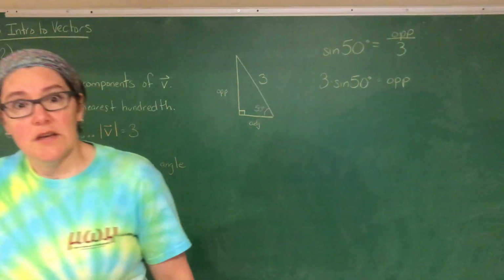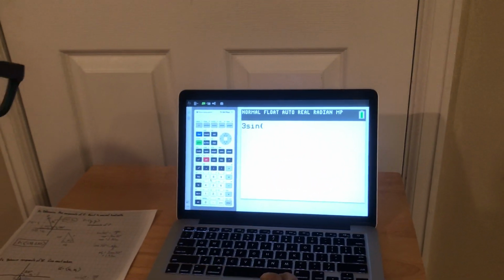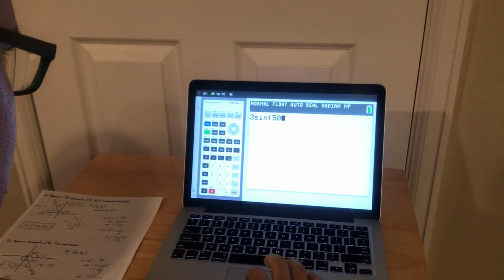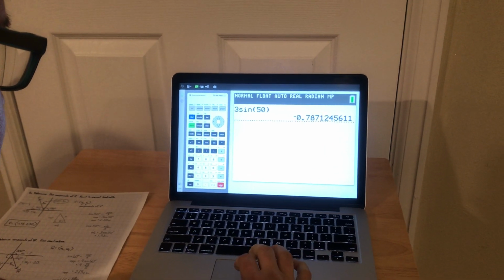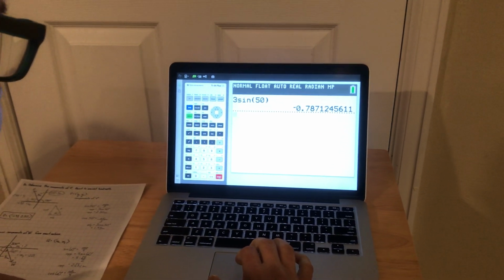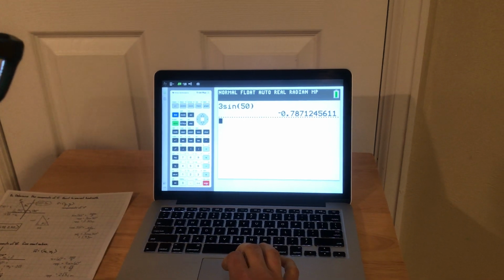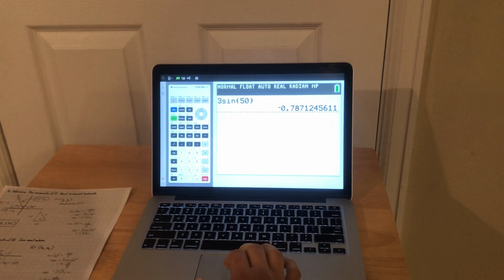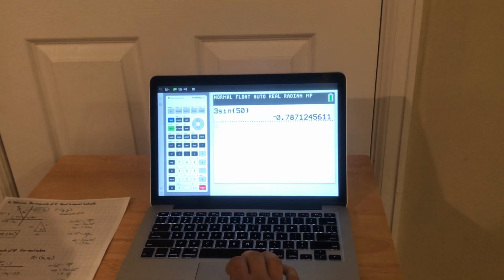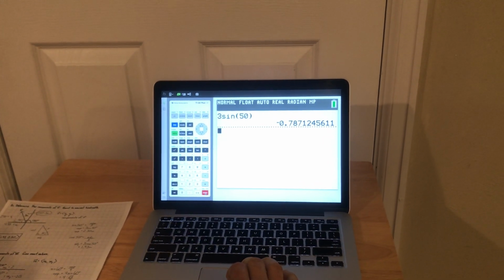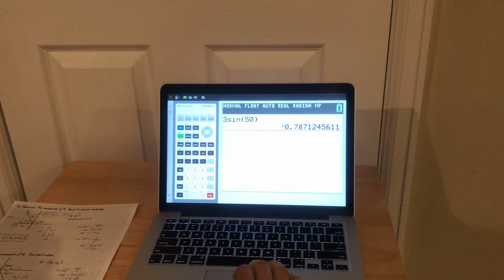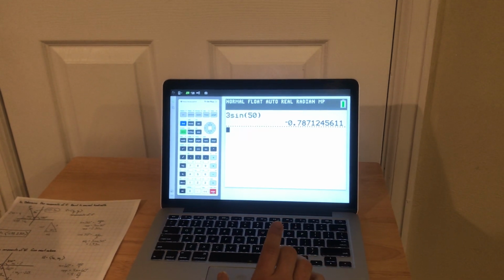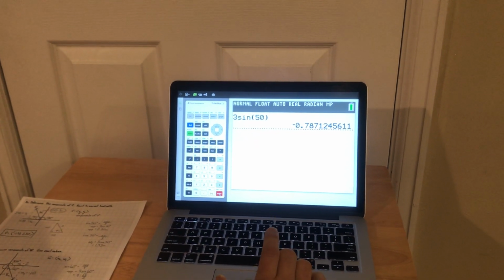So let's go over to the graphing calculator and type this in. Okay, so I'm going to type in 3 times the sine of 50, and I'm going to hit enter. And I got negative 0.787. Now look, I know I'm looking for a length, and that should be a positive number, so something is wrong here. And here's what's wrong.